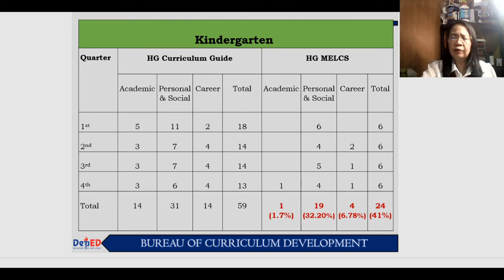Now, looking at the total of the MELCs, there is 1 MELC or 1.7% from the total number of learning competency in curriculum guide from academic domain, which develops academic skill to respond to community development. 19 MELCs or 32.20% from the total number of learning competency in curriculum guide are from personal and social, which guides our learners to understand the importance of oneself and others, especially during the pandemic. And 4 MELCs or 6.78% are from career development domain, with which our learners may take steps to fulfill their goal in life. So overall, there are 24 MELCs in kindergarten level, which is 41% from the total number of learning competency on Homeroom Guidance Curriculum Guide.